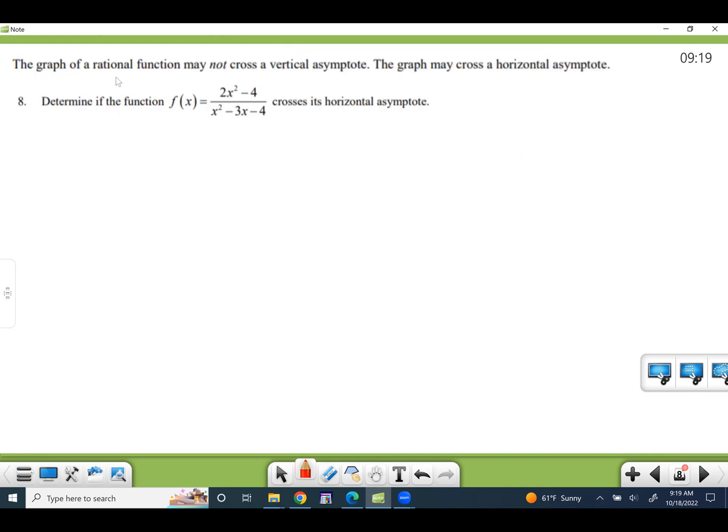All right, the graph of a rational function may not cross a vertical asymptote, but it may cross a horizontal. Some teachers, maybe in high school you heard this, say it never touches the asymptote. Well, that's not true. There are plenty of examples, especially in calculus, of functions where the horizontal asymptote is crossed not even once, but infinitely many times. It's just going to continue to be crossed, but the horizontal asymptote is 0 still.